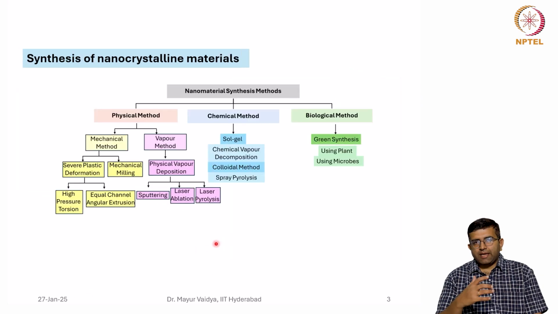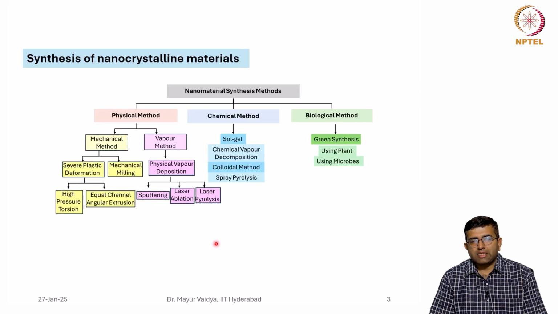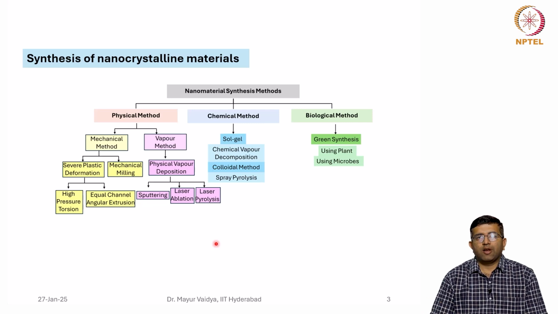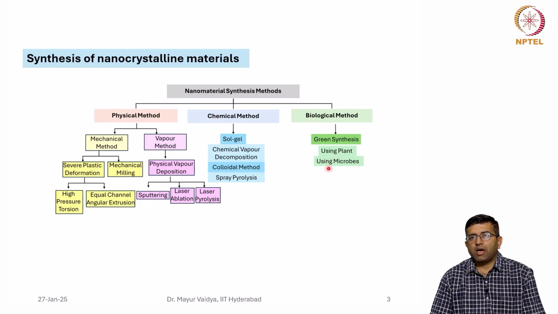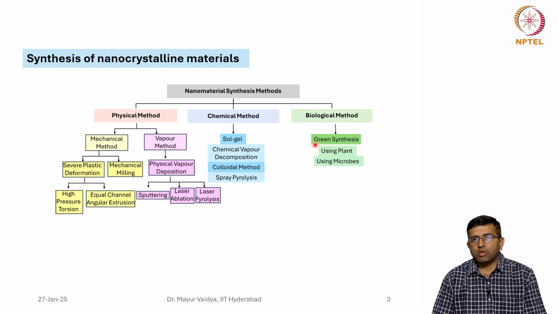Now, as I said, the field of nanocrystalline materials has progressed significantly, and people are now able to synthesize nanomaterials through a variety of methods. One classification is physical methods, chemical methods, and biological methods, where people even use plants and microbes to make nanomaterials. Among the chemical methods, sol gel, chemical vapor deposition, colloidal, and spray pyrolysis are the popular methods to produce nanomaterials.